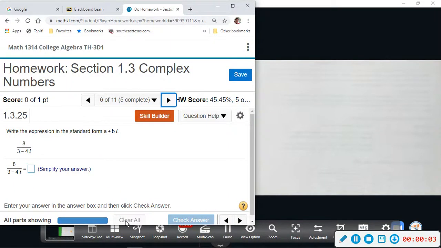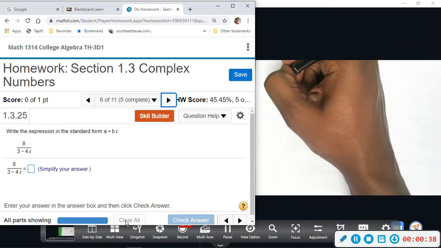Number 6. This one wants us to write the expression in standard form. This is somewhat of a loaded question or problem. What they do not tell you is that you need to rationalize the denominator in order to do that. So, whenever you notice a square root on the bottom, whenever you notice an imaginary number on the bottom, then we need to rationalize the denominator, and then upon doing so, we can write it in standard form.